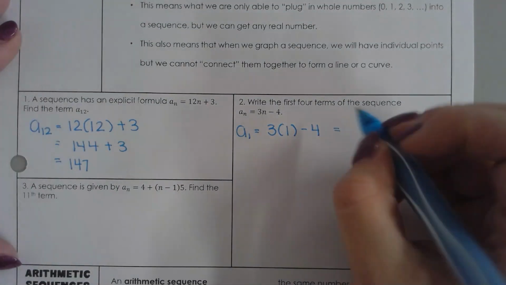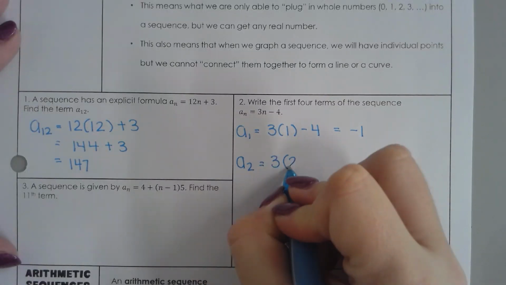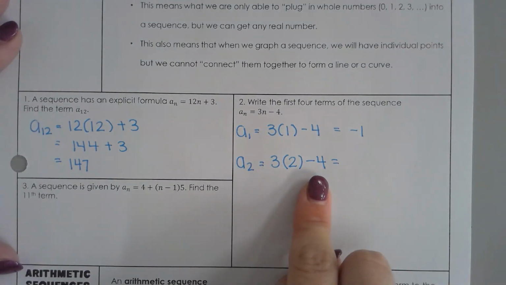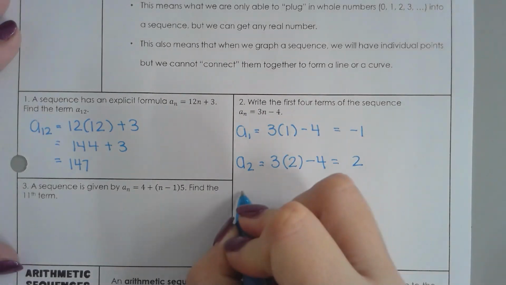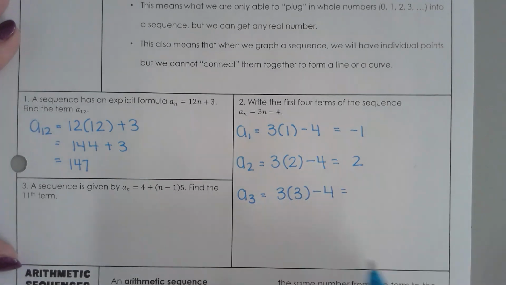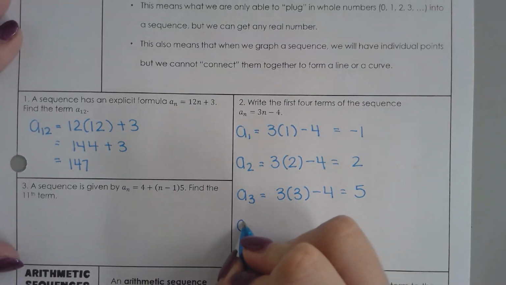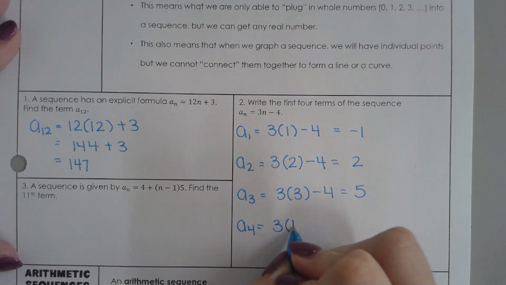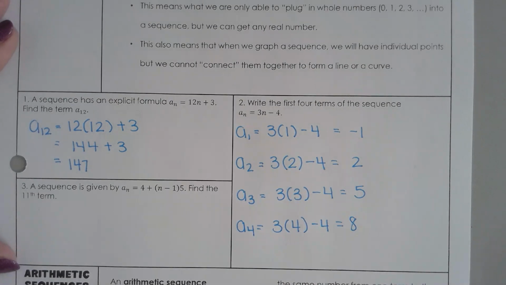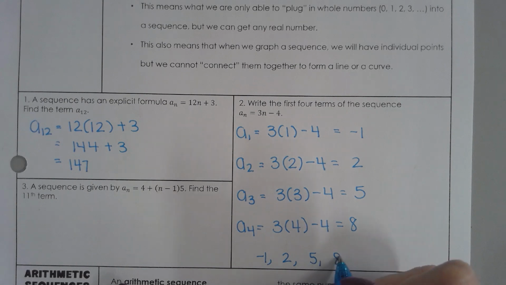3 minus 4 is negative 1. A2 would be 3 times 2, 6 minus 4, which is 2. A3, 3 times 3 is 9, minus 4 is 5. And A4, 3 times 4 minus 4, 12 minus 4 is 8. So my first 4 terms are negative 1, 2, 5, 8.